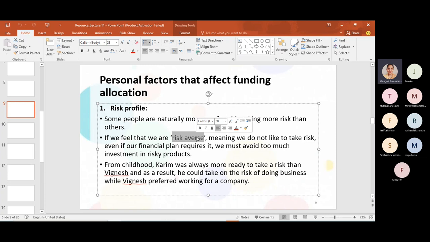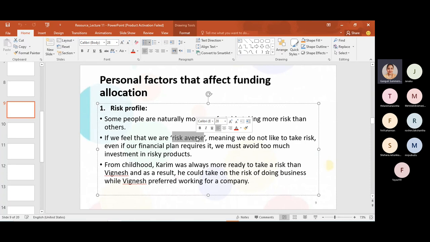Okay, so if we look at the case study that we just discussed, from childhood, Karim was always more ready to take a risk than Vignesh. As a result, he could take on the risk of doing a business while Vignesh preferred working for a company. So when we look at the case study, there were two people, right, in the case study.